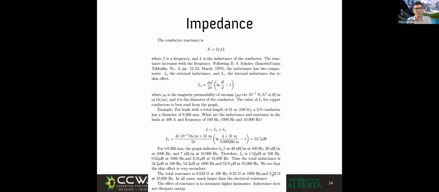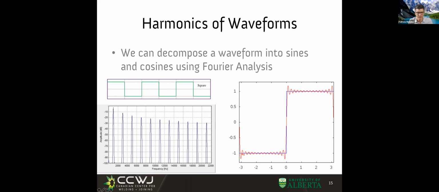So if you are paying big money for a machine that gives you fancy waveforms, we have a square wave. This is a square wave in blue.